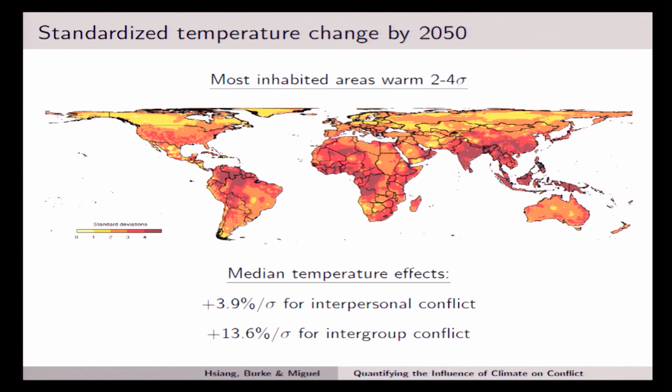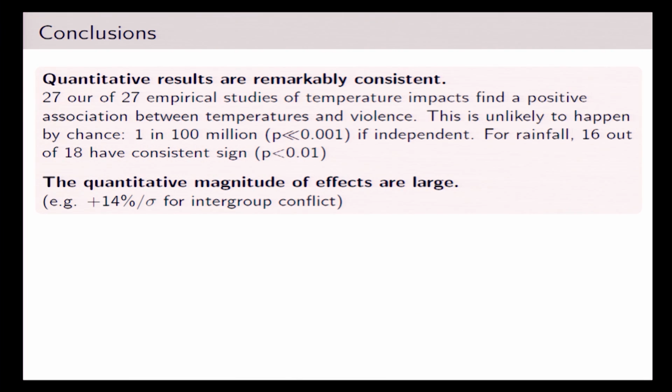And what you see is that around the world, in most inhabited regions, temperatures are expected to increase by 2 to 4 or 4 plus standard deviations. And so when held against the backdrop of these results, where you get roughly a 4 to a 14% increase per standard deviation, this would suggest some very careful thought about the extent to which future climatic variations could produce more human conflict.